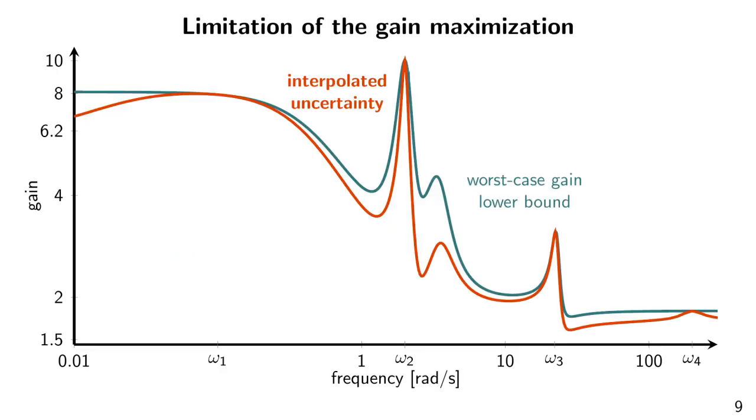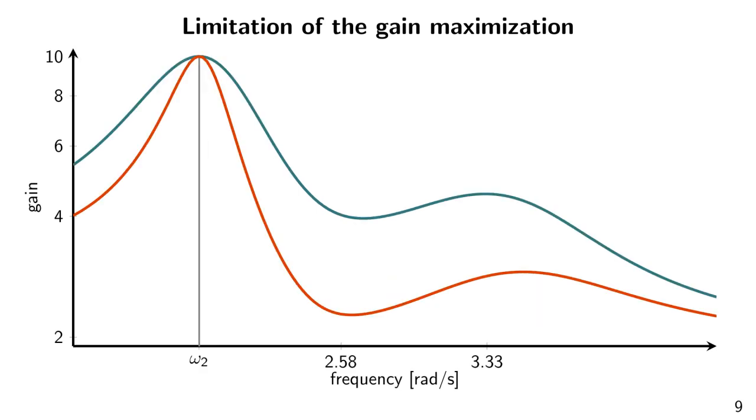There is a limitation of the gain maximization we have to discuss. This is again the gain of the system with interpolated uncertainty and the worst case gain lower bound. To illustrate the problem, we take a closer look at this section of the frequency response. On this frequency interval, we only picked one frequency where the gain is to be maximized, but there is a second peak at this frequency.